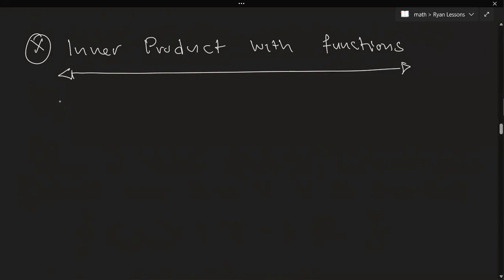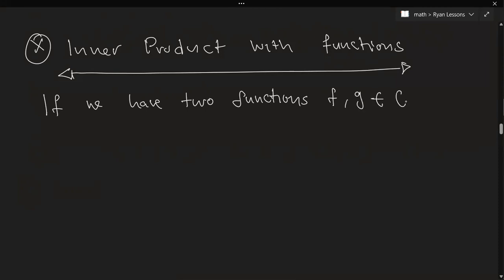You see, if we have two functions, f and g, which are elements of C[a, b], what it means is that f and g are continuous functions in the interval [a, b]. So suppose you have two functions which are continuous, or you have a vector space of functions that are continuous on the interval [a, b], how can you define an inner product?